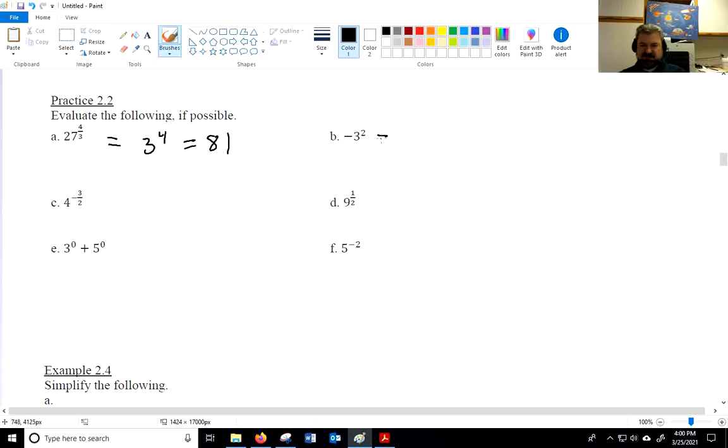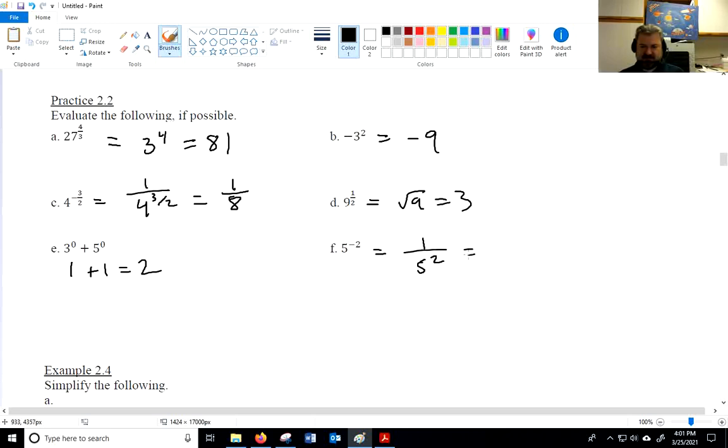The negative does not get the squared, so this is negative 9 because it's not in parentheses. This is 1 over 4 to the 3/2. The square root of 4 is 2, and 2 cubed is 8. 9 to the 1/2 is the square root of 9, which is 3. 3 to the 0 is 1. 5 to the 0 is 1, and 1 plus 1 is 2. 5 to the negative 2 is 1 over 5 squared, which is 1 over 25.